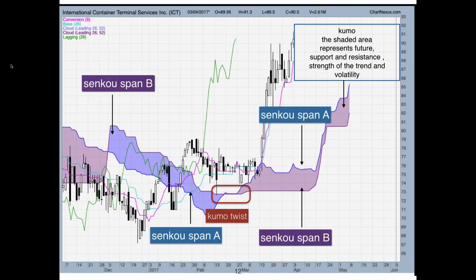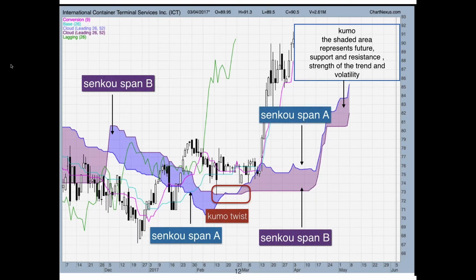The next component is the Senkou Span A. This is also known as the leading or preceding line 1. It is the average of the Tenkan Sen and the Kijun Sen for the past 26 periods. This is plotted 26 periods forward.